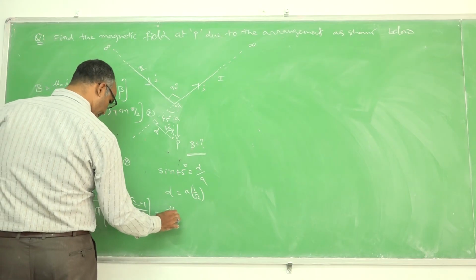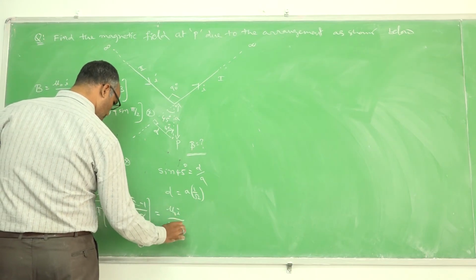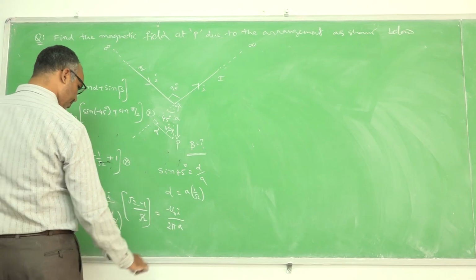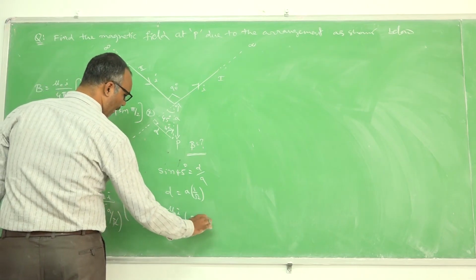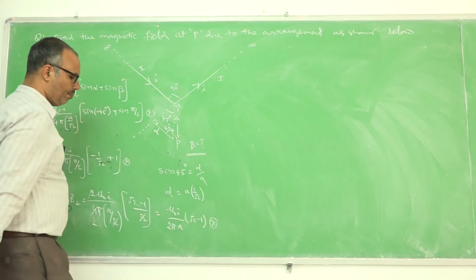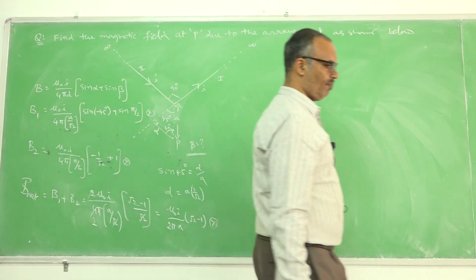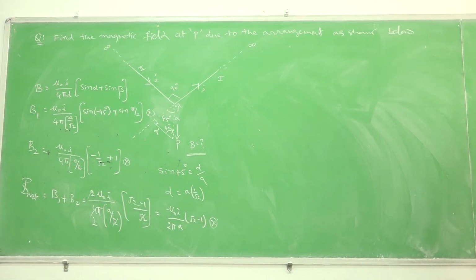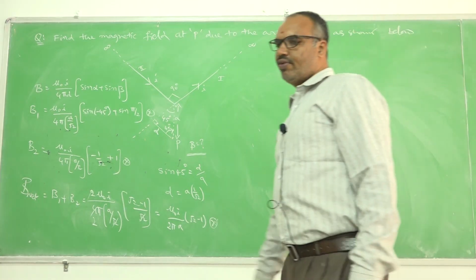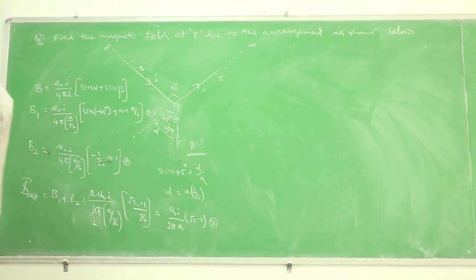mu naught I by 2 pi A into root 2 minus 1, into the paper. Mu naught I by 2 pi A into root 2 minus 1 is the answer, into the paper. Very, very simple. So like this, you try to solve the problems related to the questions.